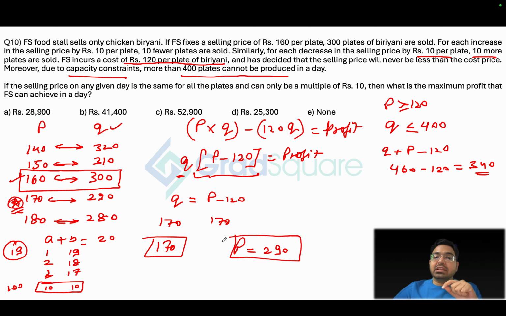But understand, if you do P into Q, that's not going to give you profit, that's going to give you revenue. Profit will come from here. So the quantity was 170 and P minus 120 should also take 170. So the profit will become 28900, and that's the maximum profit that they can expect during the day.